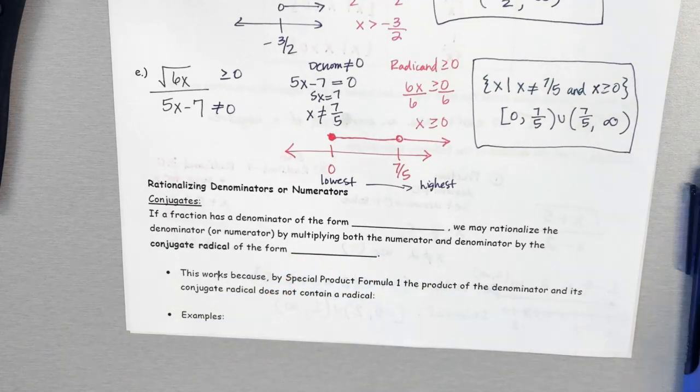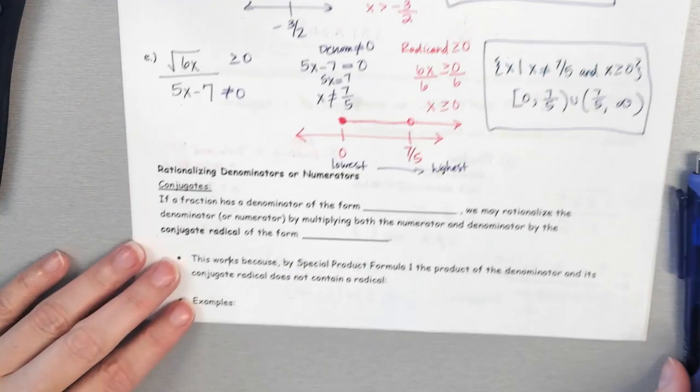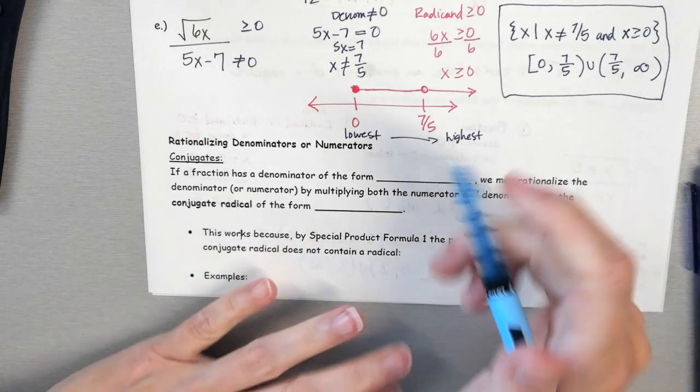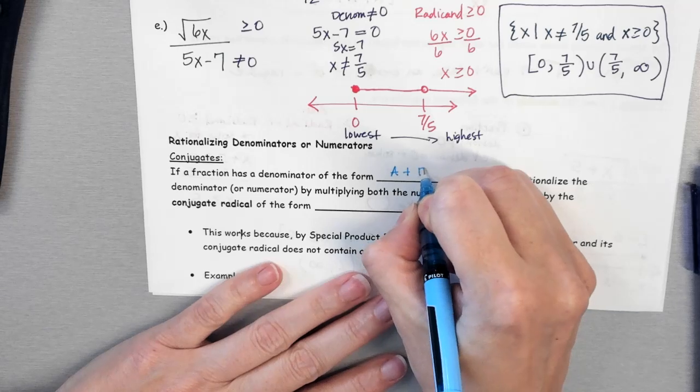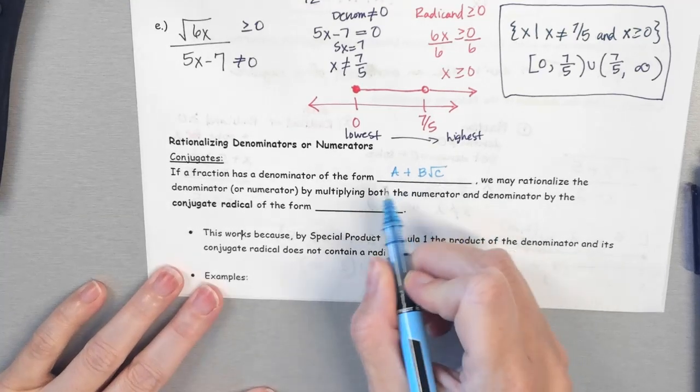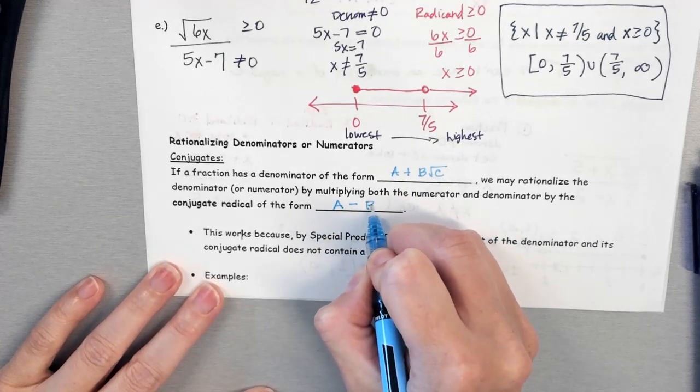All right, and then the next thing we're going to do today is rationalize either the denominator or the numerator, and do some review on conjugates. If a fraction has a denominator of this form, with all variables, a plus b root c, then we can rationalize the denominator, or use the same process for the numerator, by multiplying both of them by the conjugate radical. The conjugate is the same value, except it would be a minus b root c.